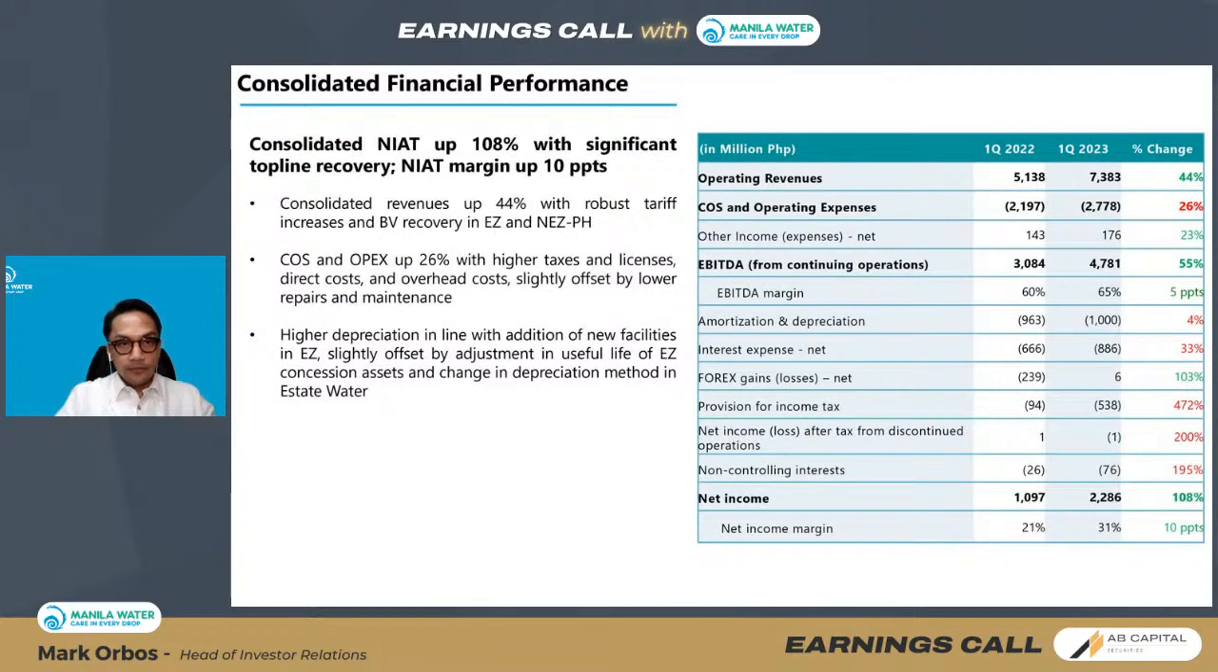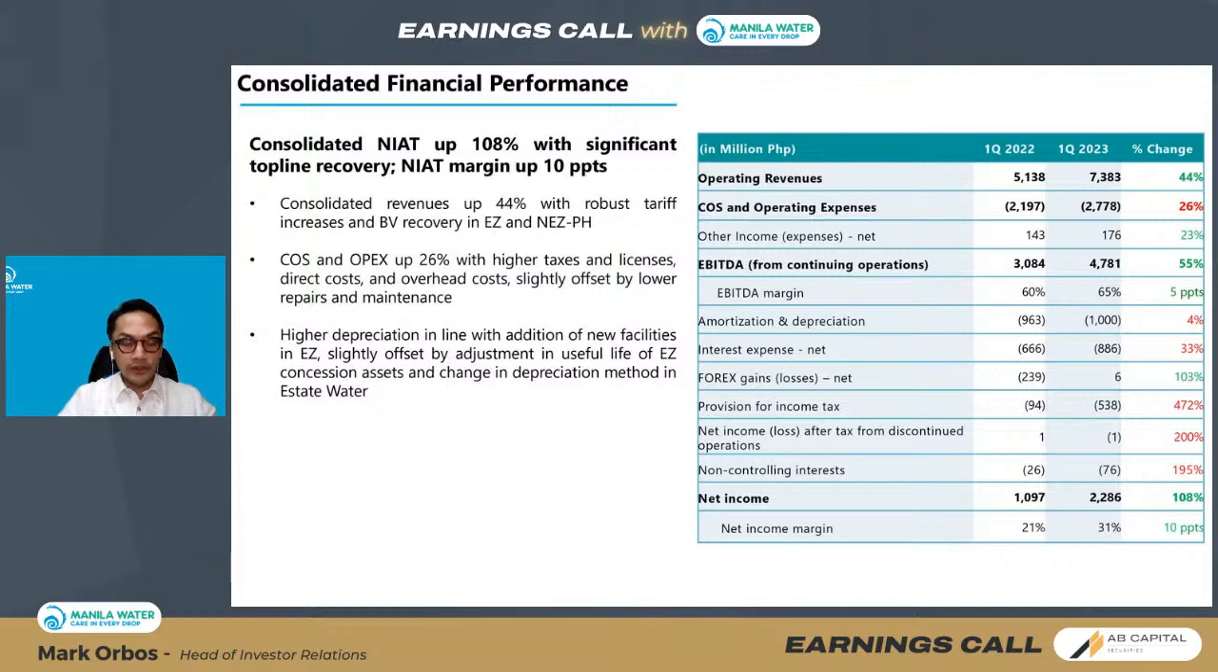We proceed with the discussion of our consolidated results. Our revenues increased 44% to 7.4 billion pesos from 5.1 billion pesos last year as a result of robust tariff increases in both our East Zone and several business units in non-East Zone Philippines. This is further supported by the 5% increase in bill volume with a continued recovery from COVID restrictions.